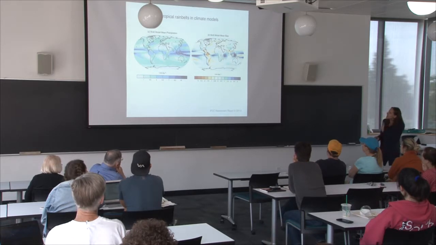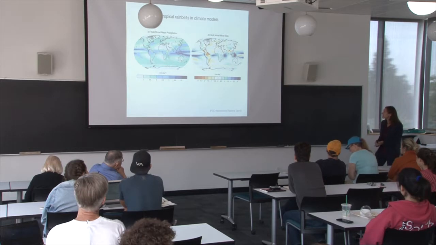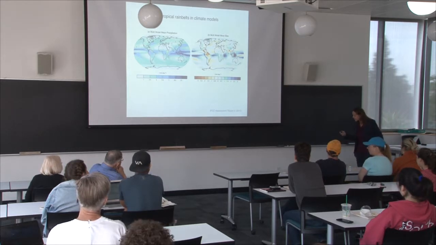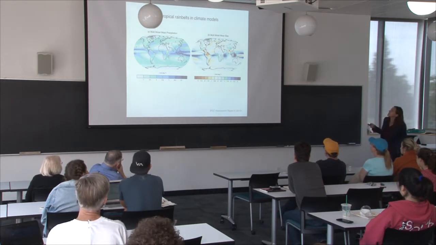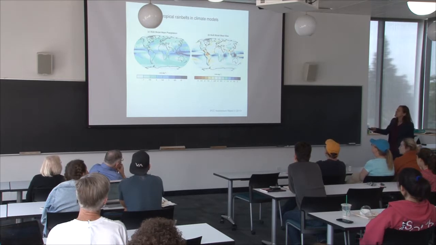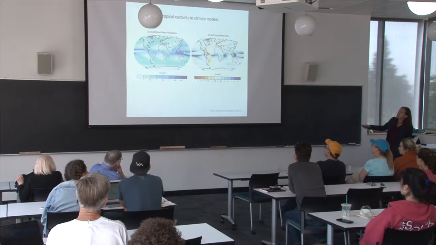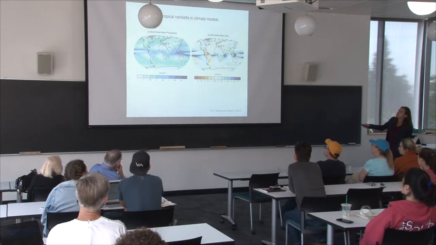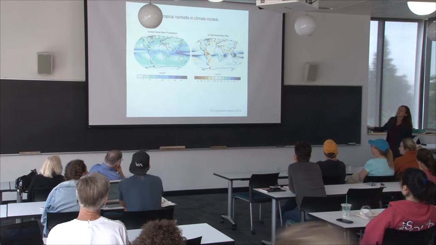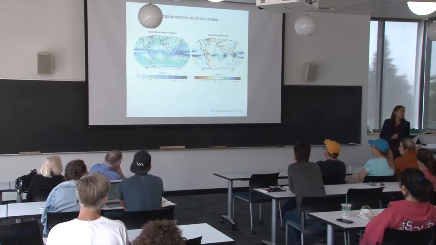There is another bias that has been extremely persistent and very hard to improve, which is the so-called double ITCZ bias. That is, notice how models tend to split the precipitation over the Pacific Ocean into somewhat different convergence zones, one in the northern and one in the southern hemisphere. The one in the southern hemisphere is way more intense than what you actually see in observations.